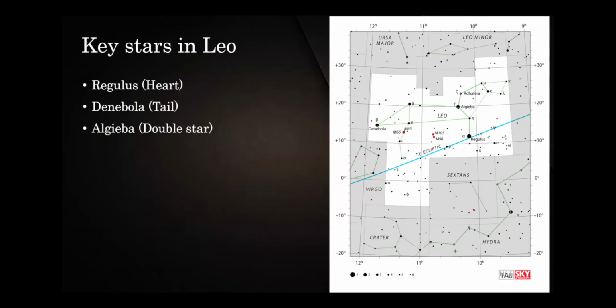One of the next brightest stars is Denebola, and it kind of marks the lion's tail. And also we have Algieba, which is a double star and one of the popular double stars that we can see through telescopes.